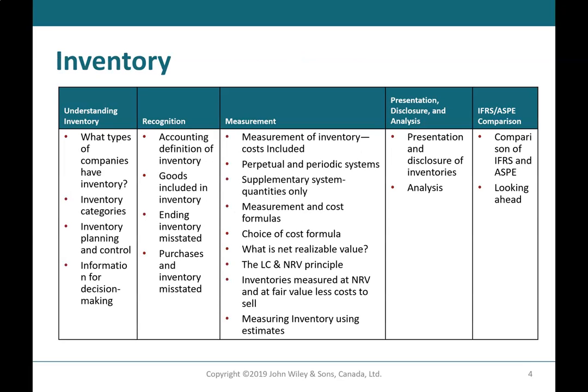Inventory. Understanding inventory. What types of companies have inventory? Inventory categories. Inventory planning and control. Information for decision making. Recognition. Accounting definition of inventory. Goods included in inventory. Ending inventory misstated. Purchases and inventory misstated. Measurement. Measurement of inventory, costs included. Perpetual and periodic systems. Supplementary system quantities only. Measurement and cost formulas. Choice of cost formula.